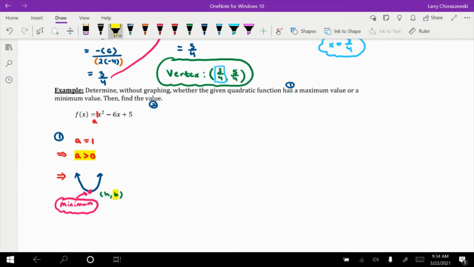So I'm going to kick this off to you guys, the second part here, where the strategy is to find the vertex. So that's going to require a calculation of h, as well as a calculation of k. So I'll give you a couple minutes to work on that. And once that's over with, I will check in to see how we did.